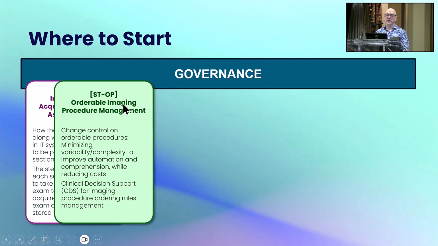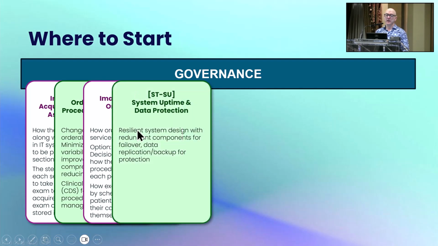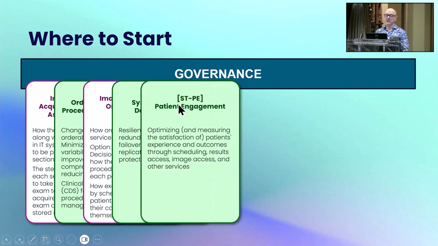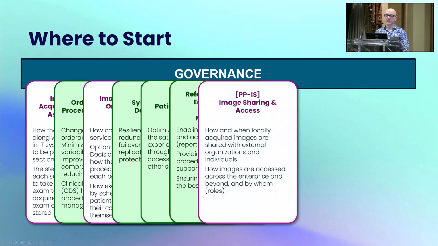I would take a look at the strategy around orderable imaging procedure management. In many organizations, it's very easy for people to add procedures, and you get this long list of confusing procedures that you really want discipline around. How those procedures are ordered, placed, and scheduled, I would look at that in terms of a policy and procedure to make sure that's effective. The strategy around uptime and data protection, the strategy around patient engagement. These days, patients expect high quality service, just like the customer service we get from an airline where we can text back and forth. They want that from healthcare. Same with referring physician engagement. If you don't treat them well, they have choice and they'll send their referrals elsewhere.